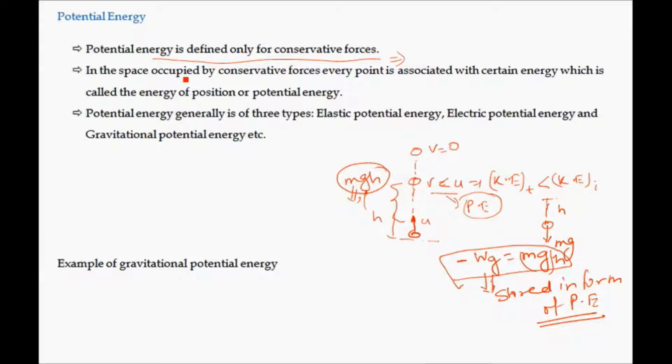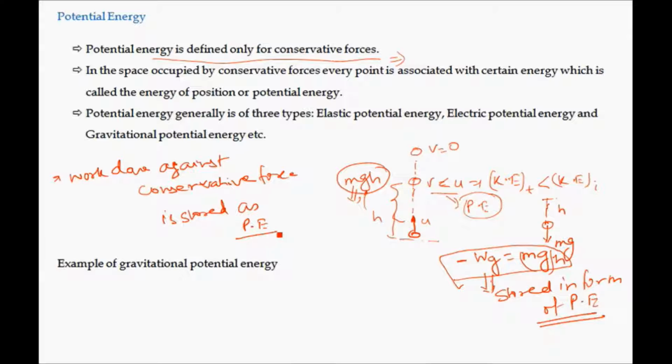So clearly, the work done against a conservative force will be stored as a kind of energy, and this energy is called potential energy. We may write that the work done against a conservative force is stored as potential energy. Potential energy is generally of three types: elastic potential energy, electric potential energy, and gravitational potential energy. We will read about all these separately in each section.